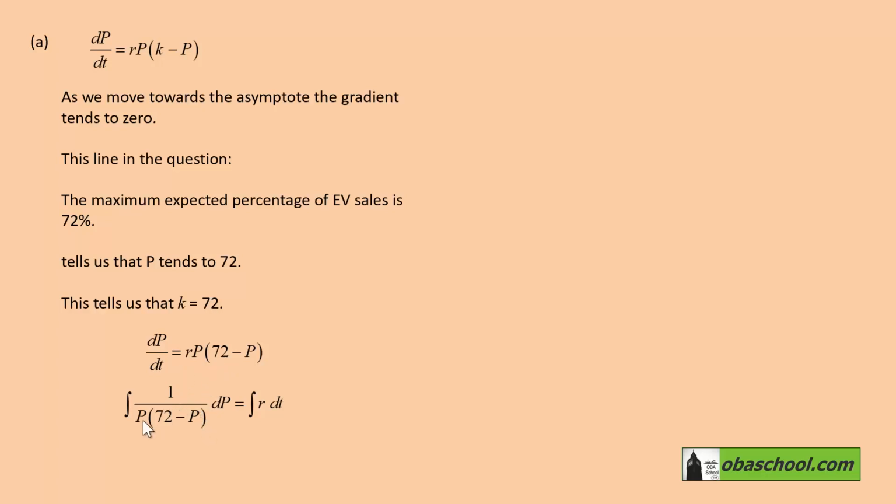Separating and integrating, we get 1 over P(72 minus P) dP is equal to R dt. Now this fraction needs to be split into partial fractions so that we can go ahead and integrate. They're both linear factors, so we know that we can split it like this, and then clear fractions by multiplying through by P(72 minus P), which would give us this.